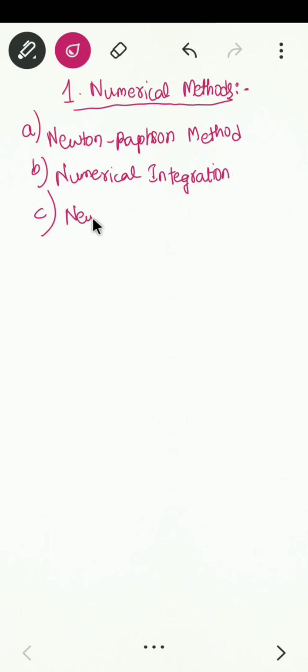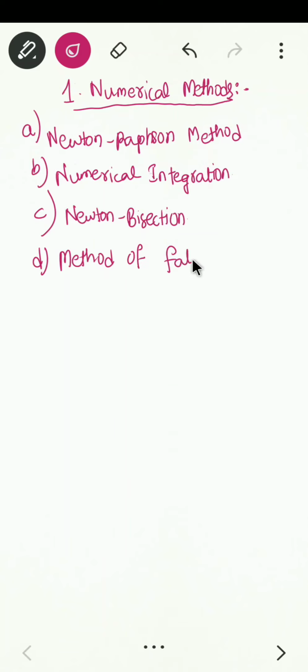Newton bisection method. From here you can follow whatever sequence you want, but as of now you just follow the first two in sequence, that is the Newton-Raphson method and numerical integration, then go for the Newton bisection method or whatever you want, whether you want to go for the method of false position, whatever it may be. Just let me write what are the complete methods available.